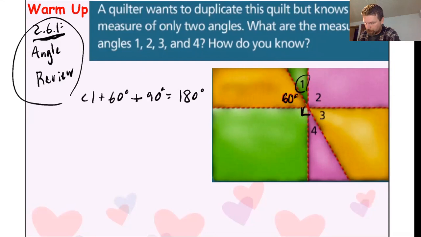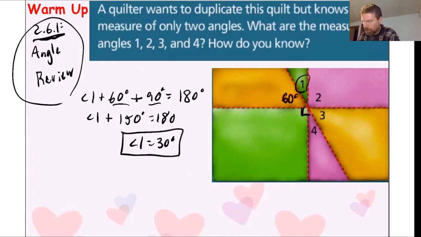We could do this really quick. Angle 1 plus 150, combining the 60 and 90, is 180. And then you subtract 150 from both sides. Angle 1 must be 30 degrees. Okay? And we can do similar things to find 2, 3, and 4. A faster way, though, actually is this. Now that I know angle 1 is 30 degrees, I can find angle 4.